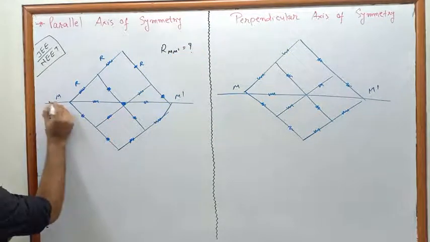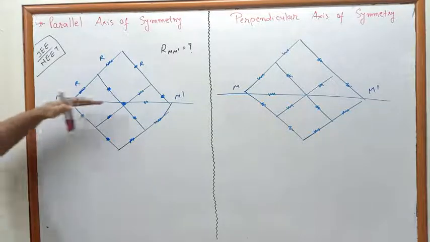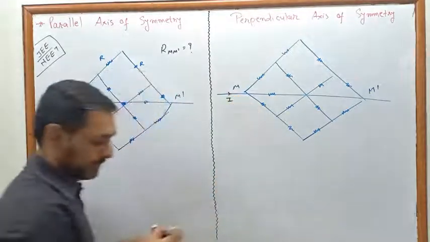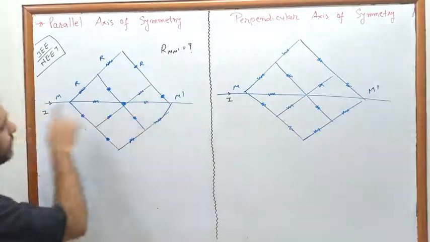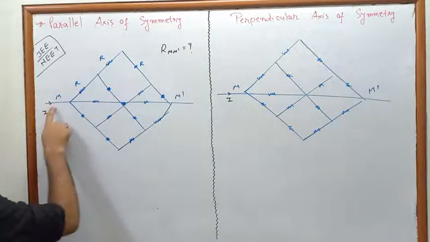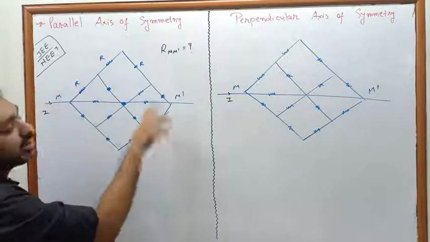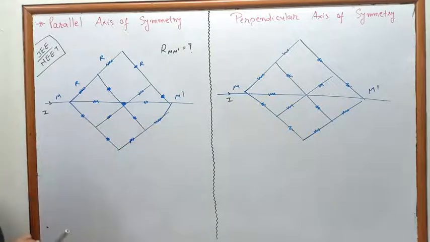Means current will flow in this direction like this. Over here, same situation, I. Okay. Now, this is the direction of current flow. If you select the axis M M dash, which is parallel to the direction of current flow, then it is the parallel axis.